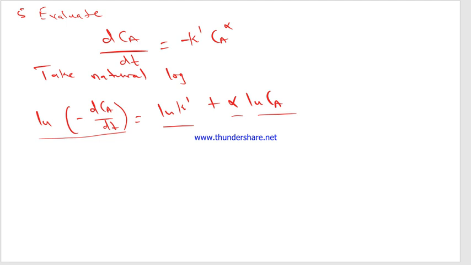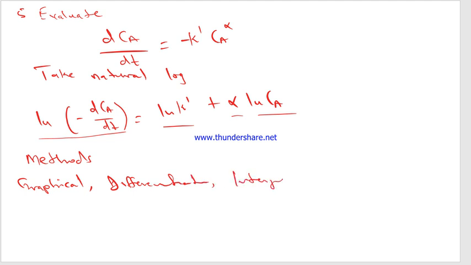So how do we get dCa dt? That is the issue. There are many methods to get that done. We can use graphical method, differentiation method, integration method, or we can use polynomial to get that done. I would prefer this polynomial method because it is more straightforward and it's not prone to error. So I will prefer that you learn this polynomial method.